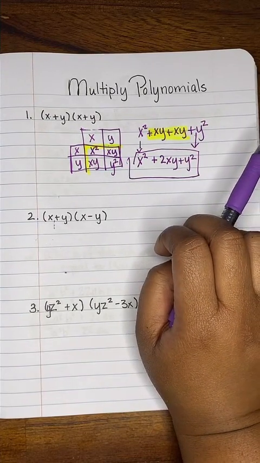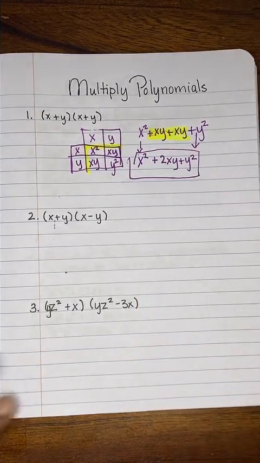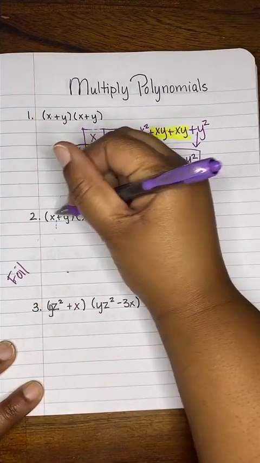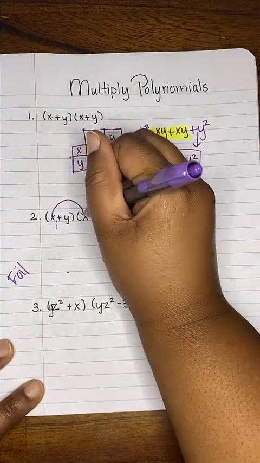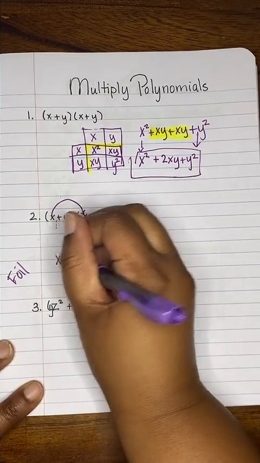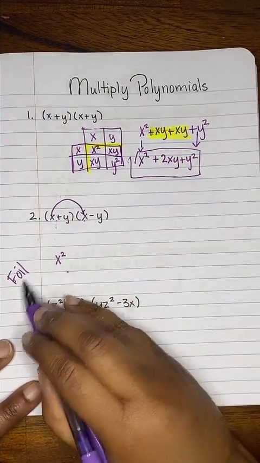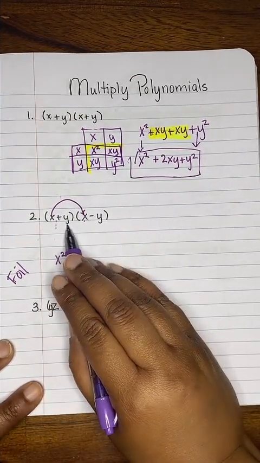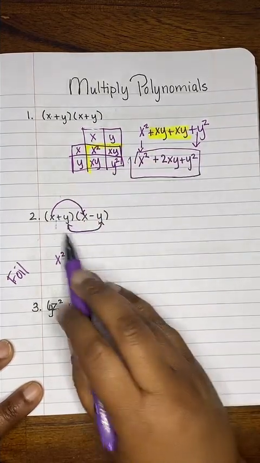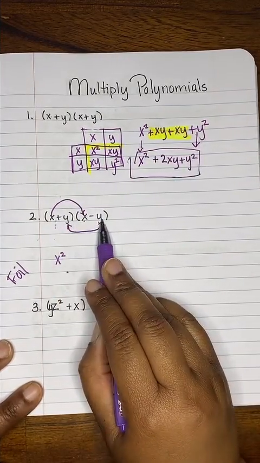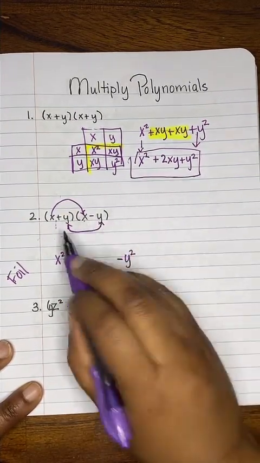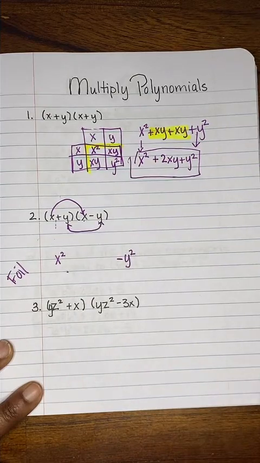Oh, some people hate the FOIL. Yes, first, outer, inner, last. So FOIL stands for first. These are our first, so x times x gives us x squared, right? My outers are the y and the negative y. So y times the negative y is a negative y squared, because we have two y's.